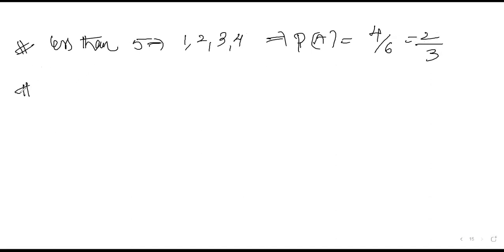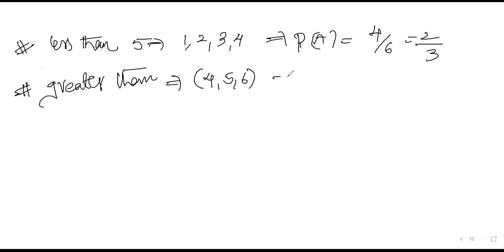So next one is more than 3. So that is greater than 3. Greater than 3 means not 3. So 4, 5, 6. So again, how many events are there? The probability of the event is equal to 3 out of 6, which is 1 out of 2.